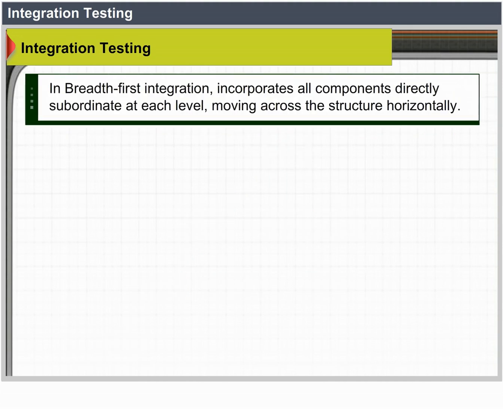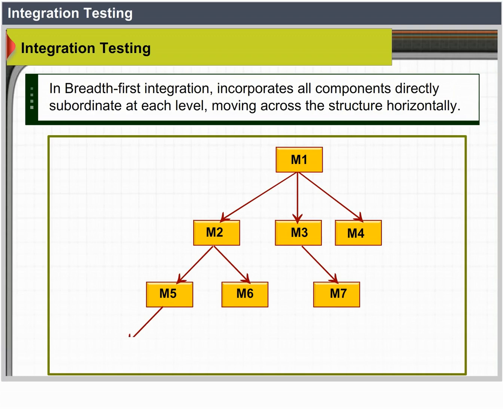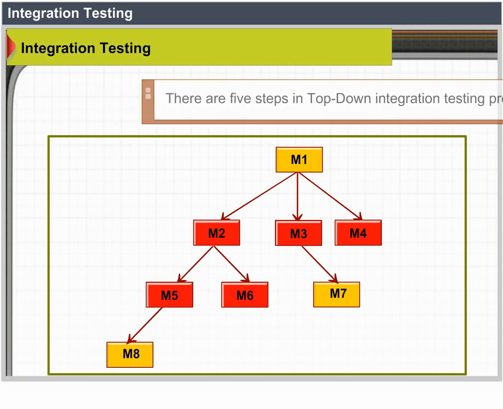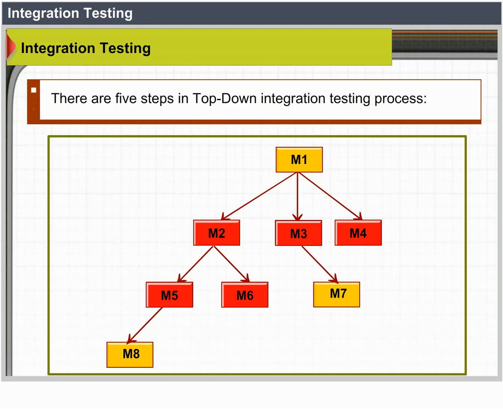Breadth-first integration incorporates all components directly subordinate at each level, moving across the structure horizontally. From figure 3.2, components M2, M3, and M4 would be integrated first. The next control level, M5, M6, and so on, follow. There are 5 steps in the top-down integration testing process.